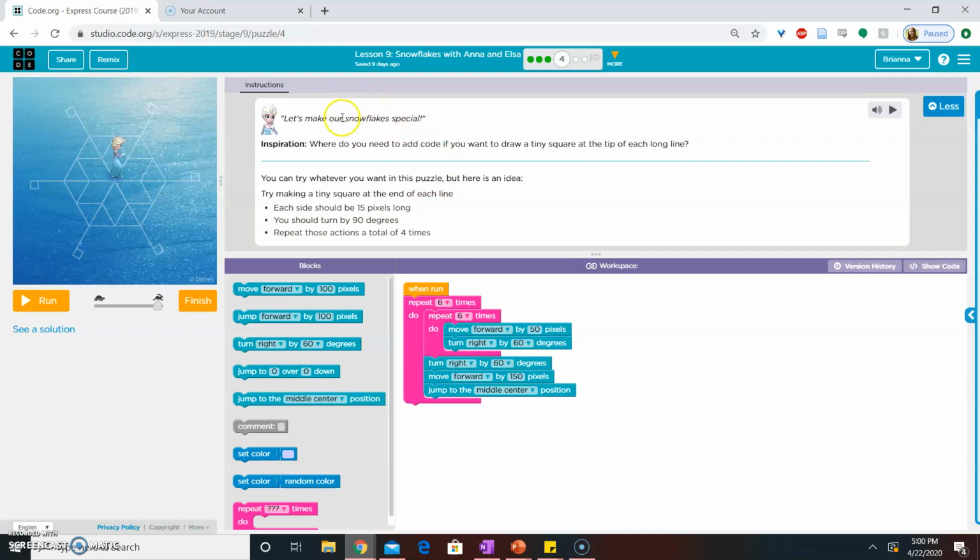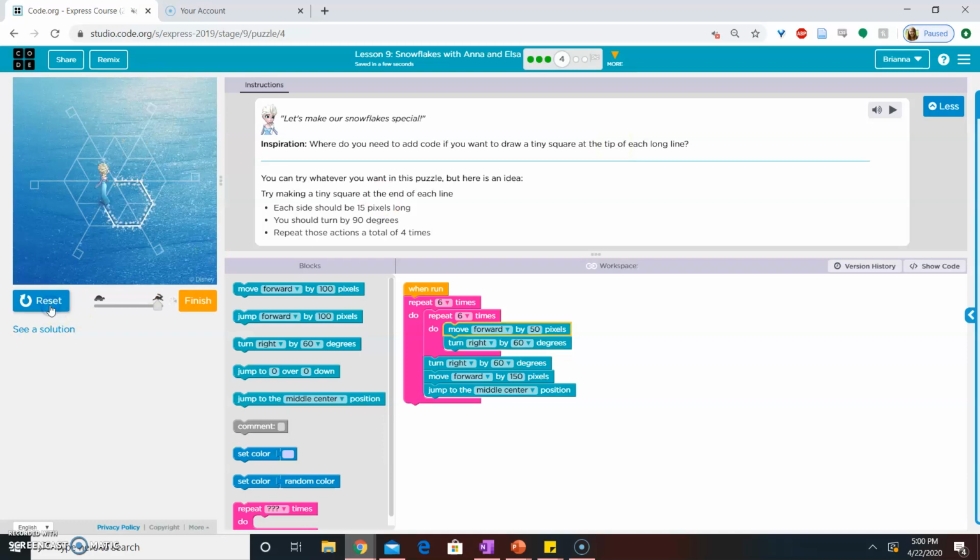So let's look at page 4. Let's make our snowflakes special. Where do you need to add code if you want to draw a tiny square at the tip of each long line? So let's see where we're at right now. Right now I think we've just got our snowflake from the last slide. Yep. And now we want the tiny little square. So it's got some instructions for us. Let's read it. Each side should be 15 pixels long. You should turn by 90 degrees. Repeat those actions a total of 4 times.